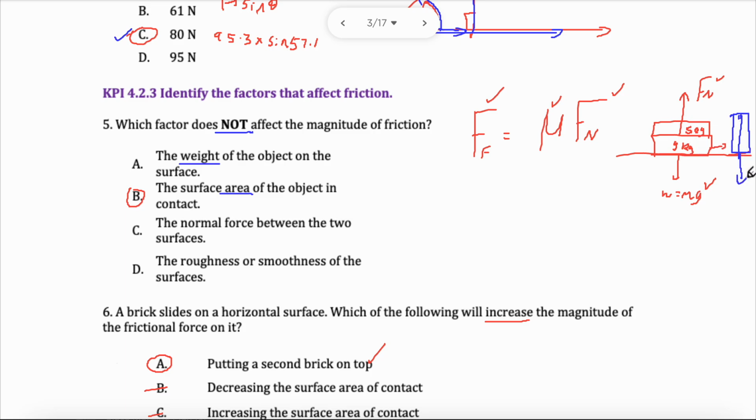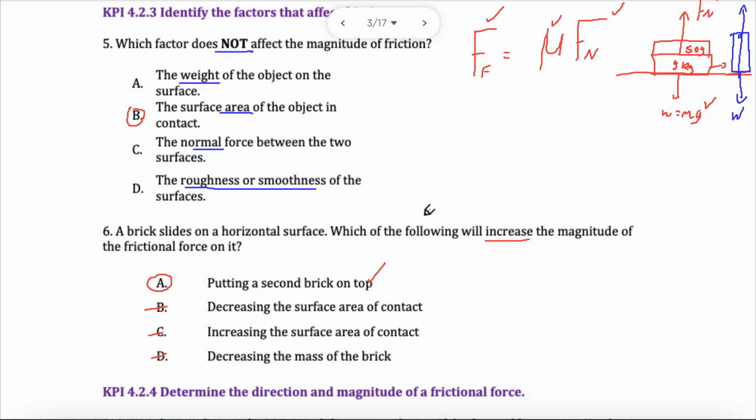It's the same W. It's the same two bricks over here, and it is the same normal force. The area didn't make a difference. It does affect pressure, but we're not talking about pressure right now. That's not something we need to worry about. It's just the friction we care about. The normal force, yes, I've just mentioned that. The roughness or smoothness, this is the mu between the two surfaces. So B is the answer.